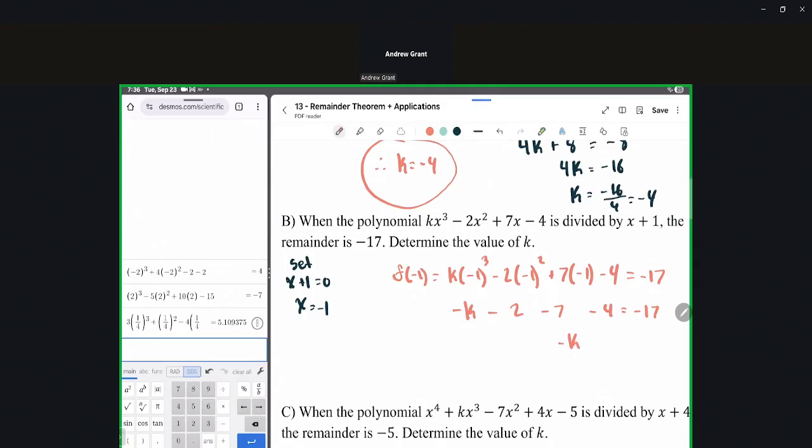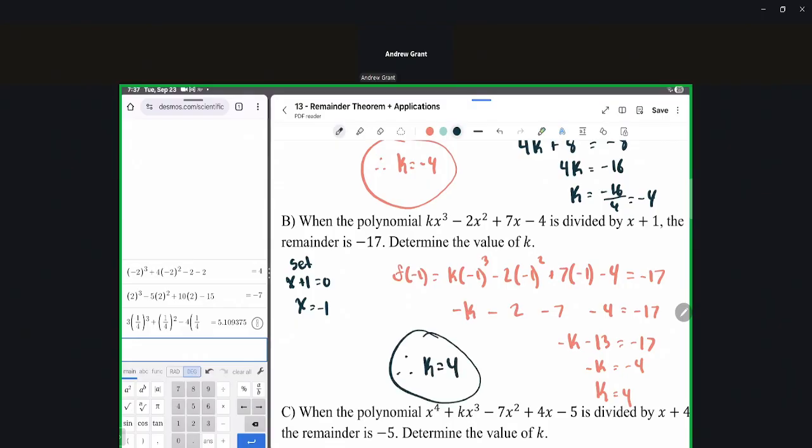So this will be negative k minus 13 will be equal to negative 17, plus 13 on both sides. So this will be negative k is equal to negative 4. And then we can flip the signs here. So then consequently, k will be equal to 4. And so we can conclude that k in this instance will just be equal to 4.